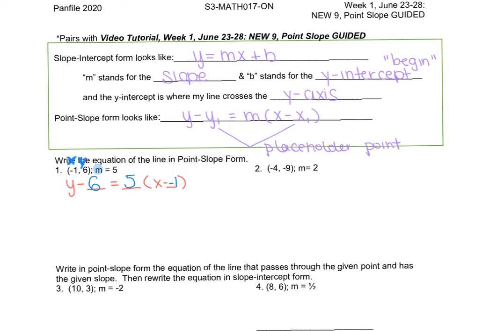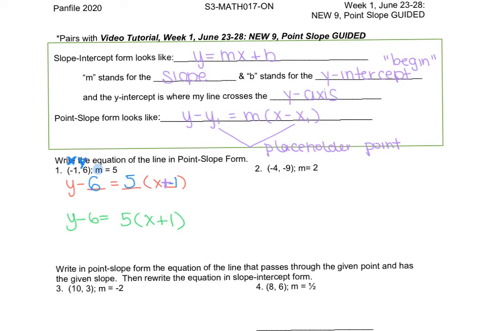Now, here's what I was talking about. You have a double negative because you have the minus from the formula and you have the negative from the given point, and that will create a plus. And you're just going to rewrite it nicely. So your answer is y minus 6 equals 5(x plus 1). And you're done.